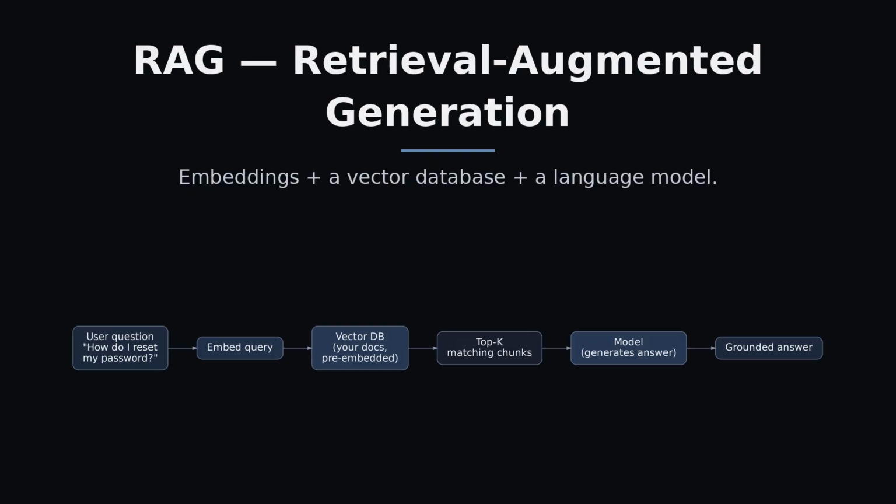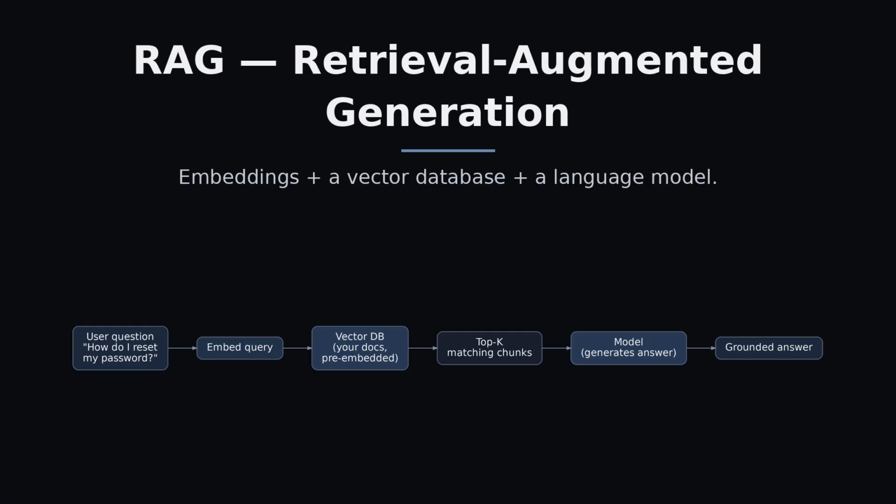RAG stands for Retrieval Augmented Generation, and it's the pattern behind almost every AI chatbot you've seen that answers questions about specific documents, a support bot that knows your company's help articles, a legal tool that cites case law, a coding assistant that knows your internal codebase.